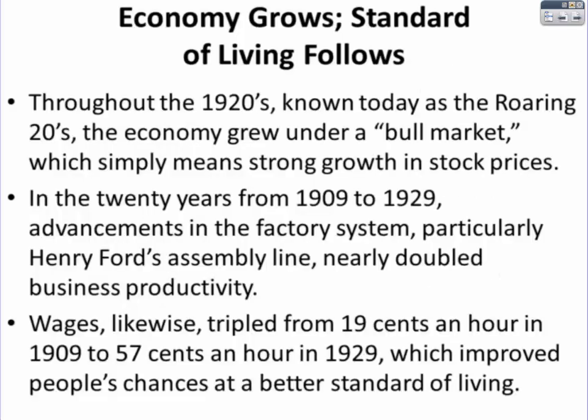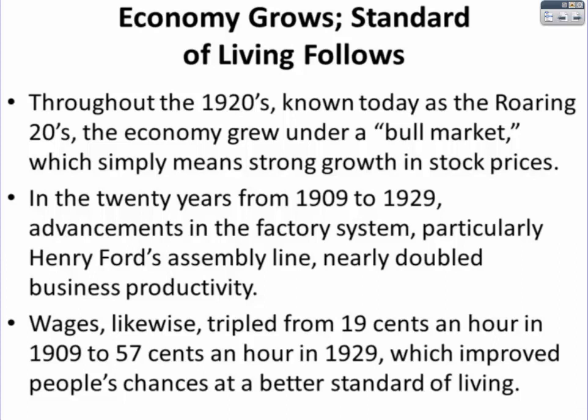Throughout the 1920s, and we'll learn some more details in our next presentation, it's known as the Roaring Twenties. The economy is growing under what's called a bull market, which means strong growth in stock prices. A bear market would mean that there's either slow growth or a decline. Bulls are seen as strong and swift and quick. Bears as slow and lethargic. So that's kind of where the bull market, bear market terms come from.